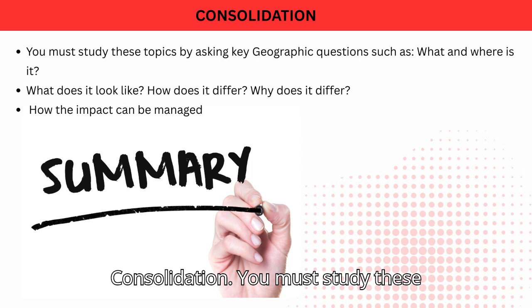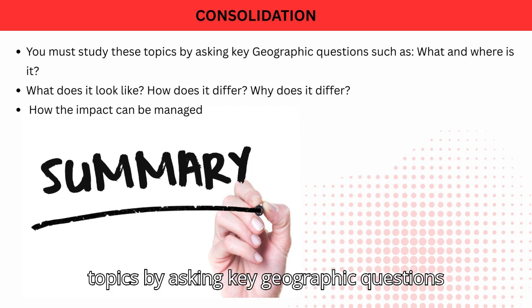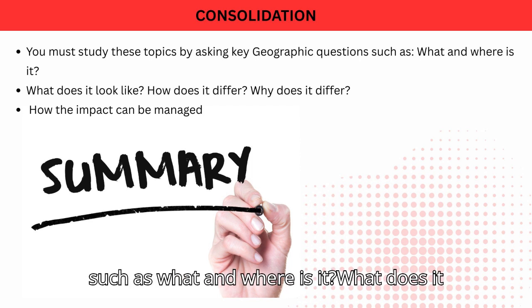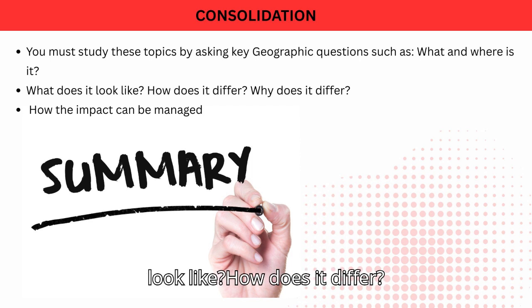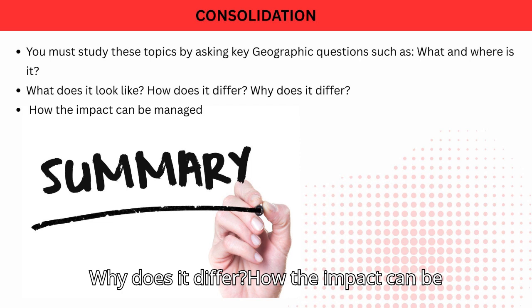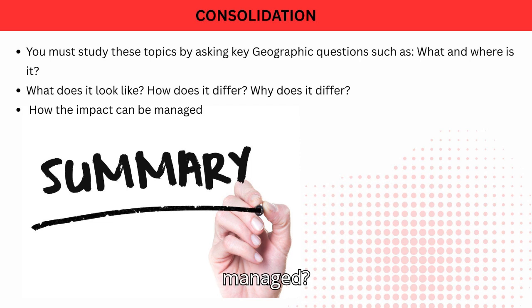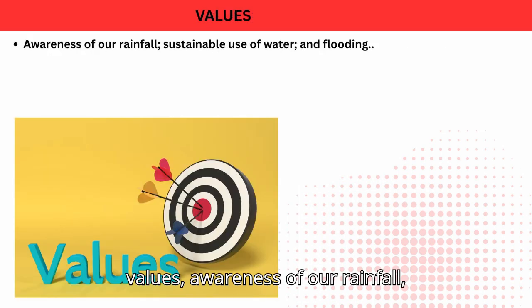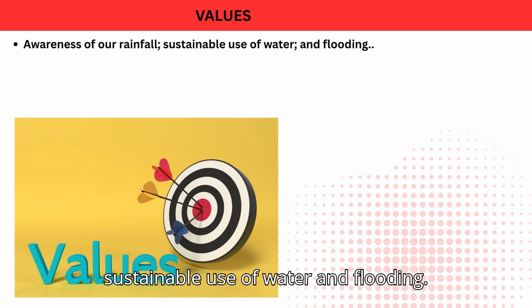Consolidation. You must study these topics by asking key geographic questions such as: what and where is it? What does it look like? How does it differ? Why does it differ? How can the impact be managed? Values: awareness of our rainfall, sustainable use of water, and flooding.